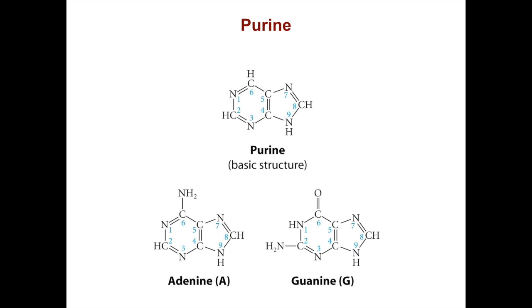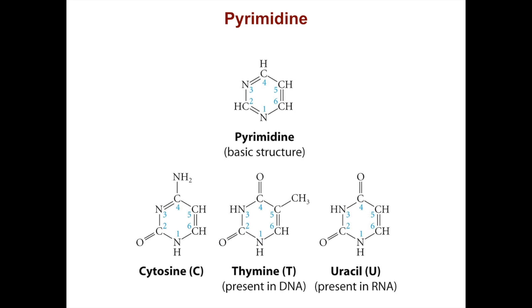Here's a closer look at the basic structure of the purine. And you can see that these are slightly larger molecules. Adenine and guanine are the two purines. So these do not pair with each other. They pair with a pyrimidine, which is a little bit smaller. And the pyrimidines that they can pair with are cytosine, thymine, or uracil. So of course guanine and cytosine pair, and adenine and thymine pair.